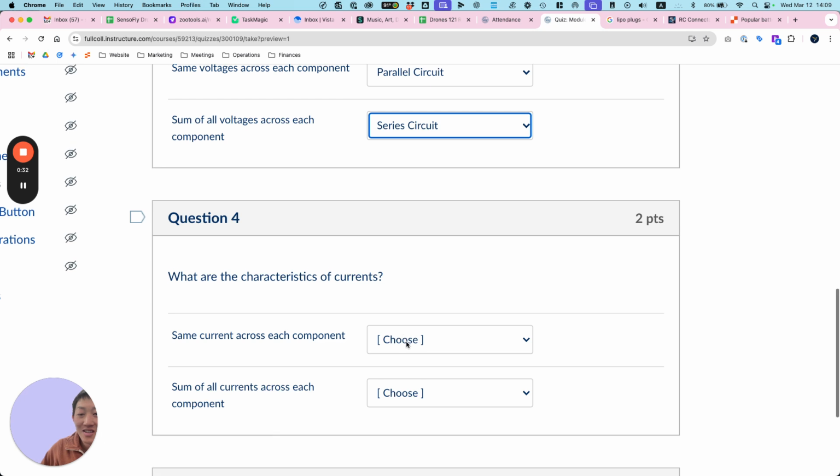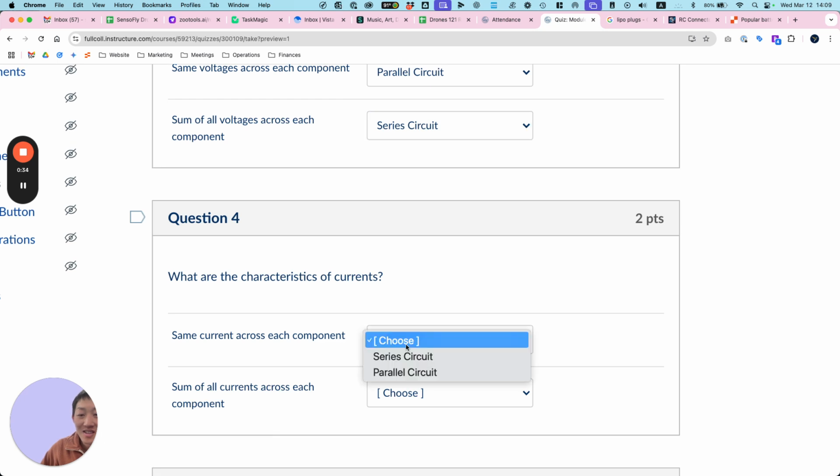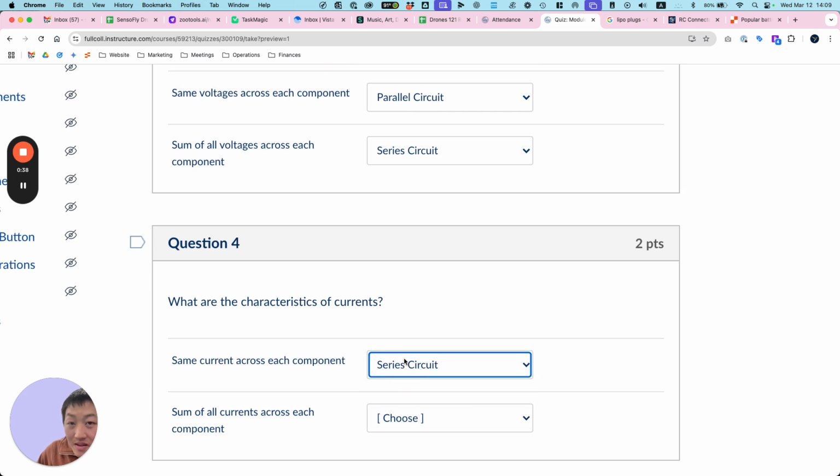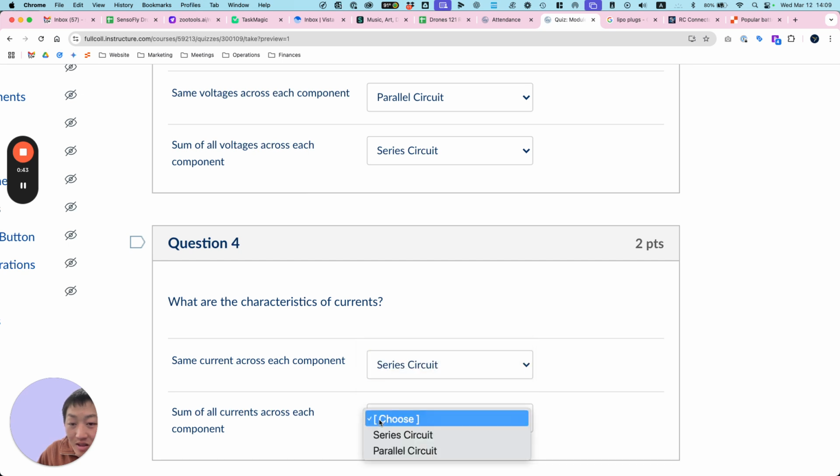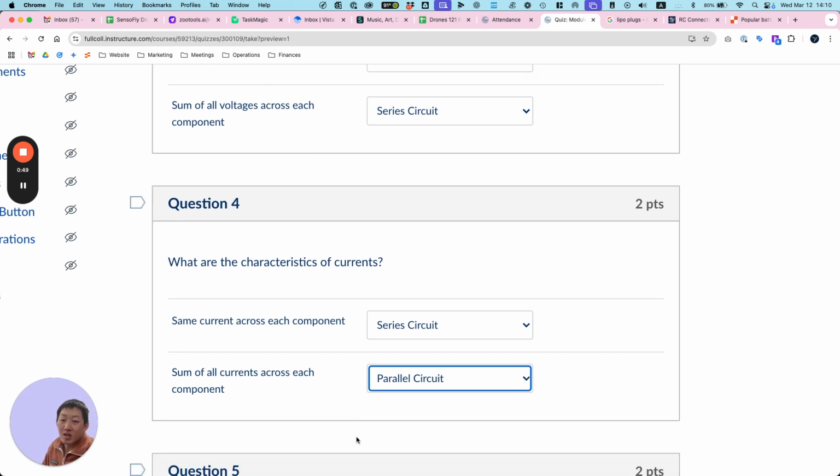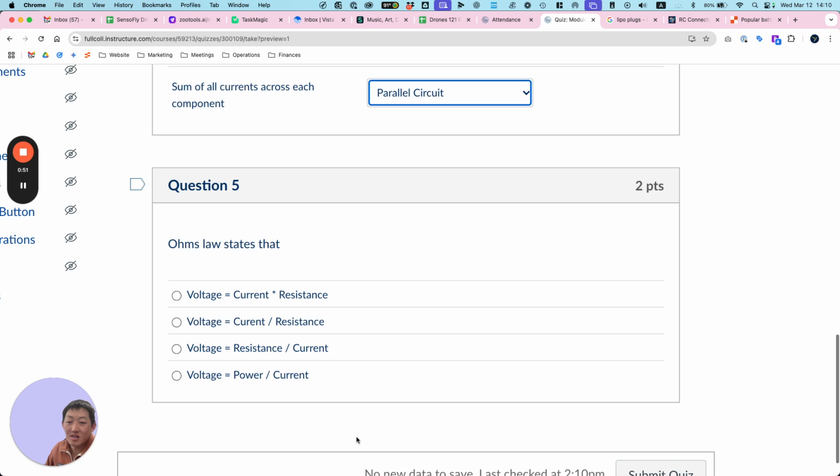And then here, let me see. Yeah. Yep, that's right. And then the current. Yep. This would be current now. Okay, Ohm's law.